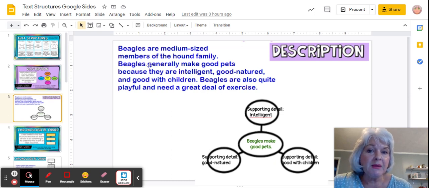Beagles are medium-sized members of the hound family. Beagles generally make good pets because they're intelligent, good-natured, and good with children. Beagles are also quite playful and need a great deal of exercise. So we can say that the main idea is that beagles make good pets. Well, why? What's the supporting detail? They're intelligent. You can train them, right? They're good natured. They're not going to be mean spirited. They're not going to just bite and be angry all the time. And they're good with children. So these are the details that support the main idea.